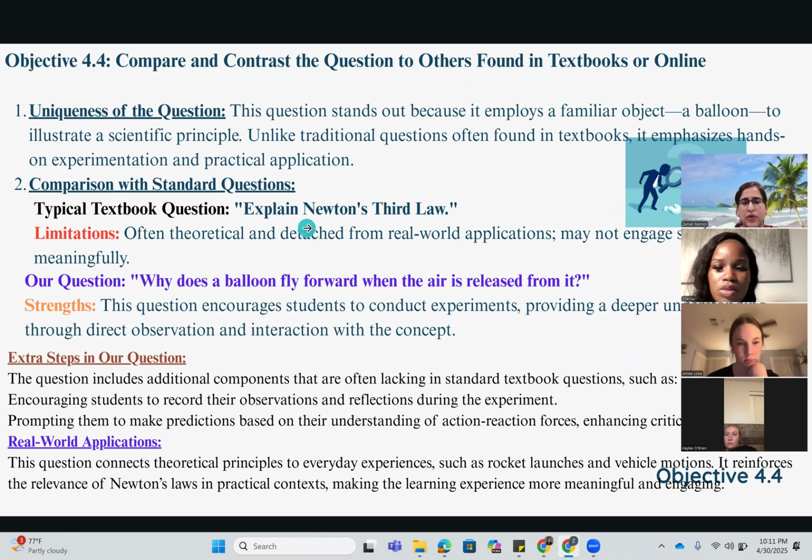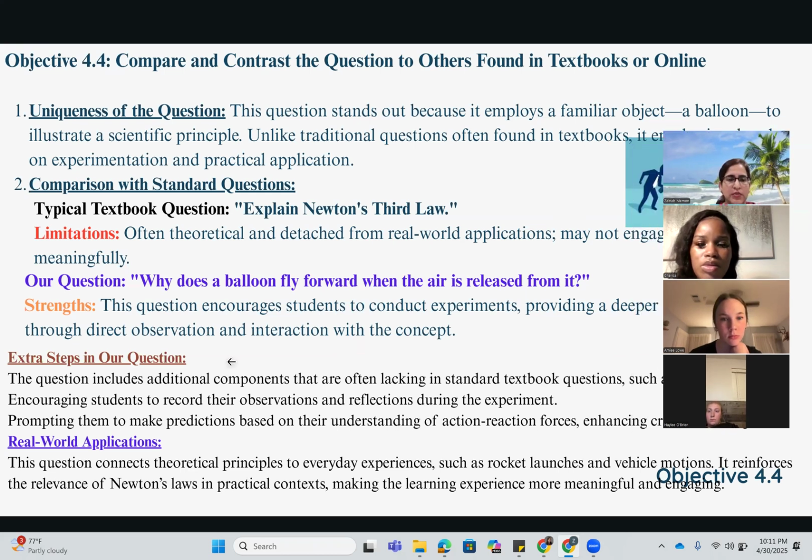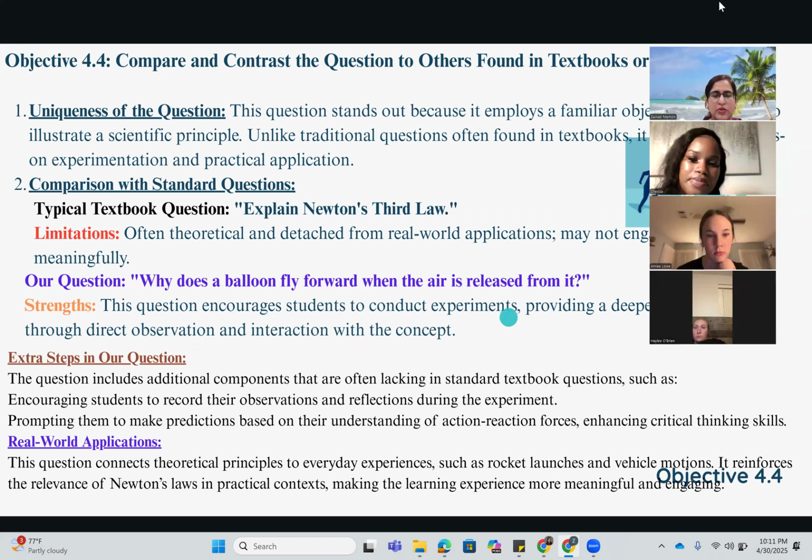Comparison: in the textbook, mostly the question asked is, explain Newton's third law. Limitations: often theoretical and detached from real-world application, it may not engage students, or it didn't engage us meaningfully. Our question is, why does a balloon fly forward when the air is released from it? The strength of this question is it encourages students to conduct experiments, providing a deeper understanding through direct observation and interaction with the concept.